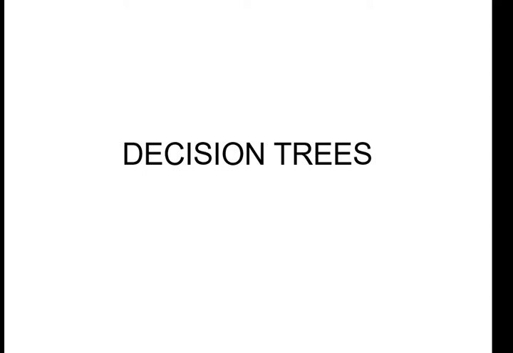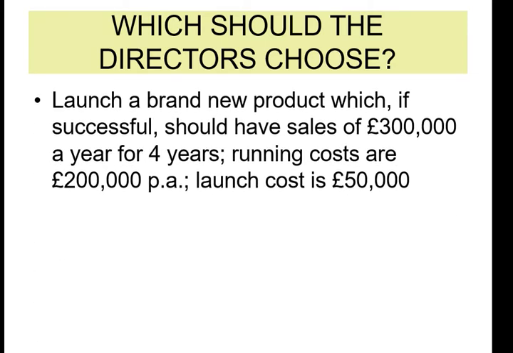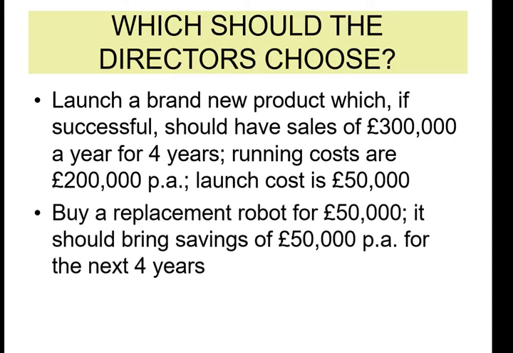Hello everyone, today we're going to look at decision trees. Let's just think about which option the directors should choose out of these two possible investments. Should they launch a brand new product which, if successful, should have sales of £300,000 a year for 4 years, running costs of £200,000 per year? Obviously that would bring in £100,000 every year net cash flow.